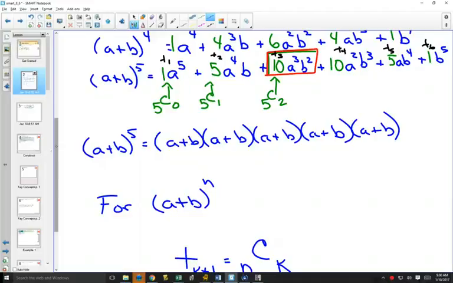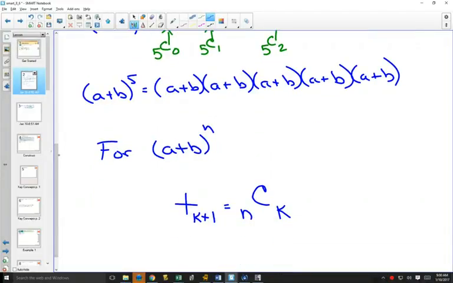And so that shows up in the formula, because if I wanted to find term 3, then can you see that k would have to be 2? So we go 2 plus 1 makes 3. That would make term 3. And so k is always 1 less than the term position. So the n choose k becomes our green number in front.